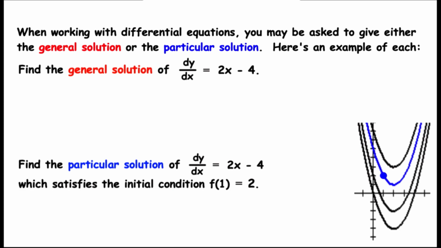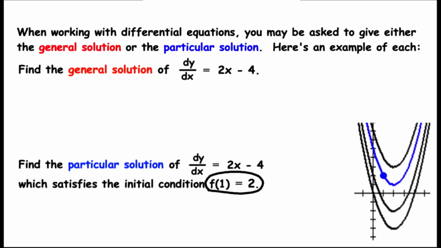Sometimes you'll be asked to find a general solution. A general solution just ends with a plus c. Sometimes you'll be asked for what's called a particular solution. A particular solution is when they give you an extra little nugget of information, and using that you can figure out what the plus c is. So we're going to try both types. We'll start out with a general solution.